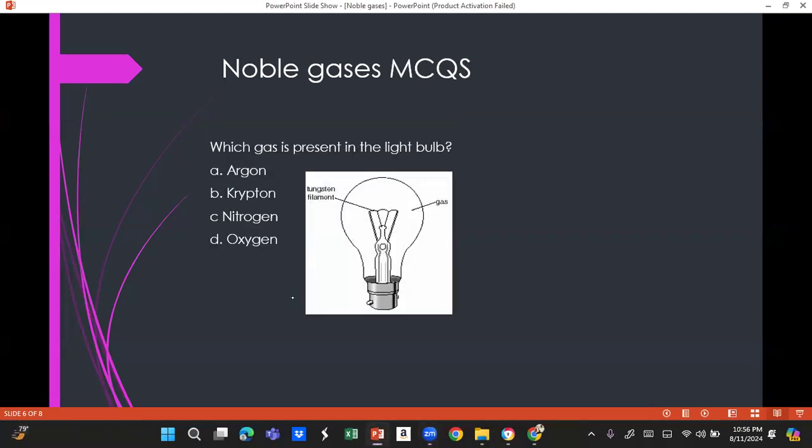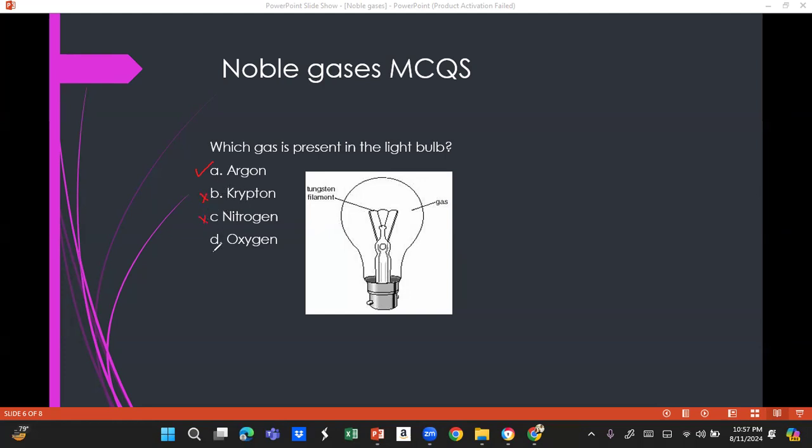Next, which gas is present in the light bulb? Only those elements can be used in light bulbs which are inert. So which is an inert element? Is it argon? Yes. Krypton? No. Although it is a noble gas, it is a heavy element.